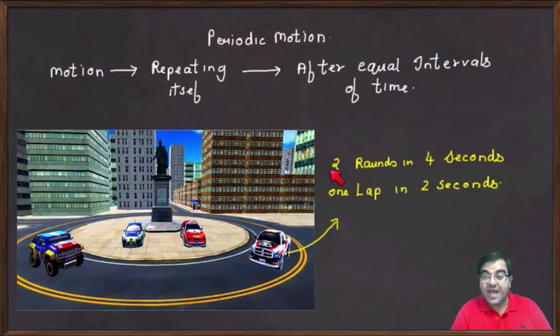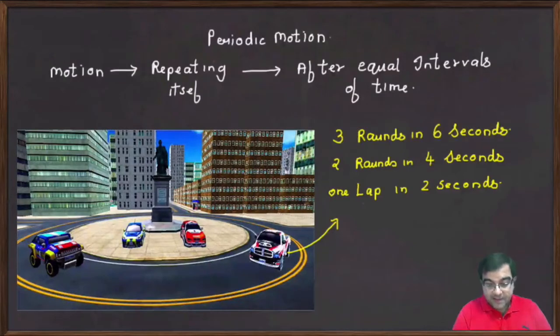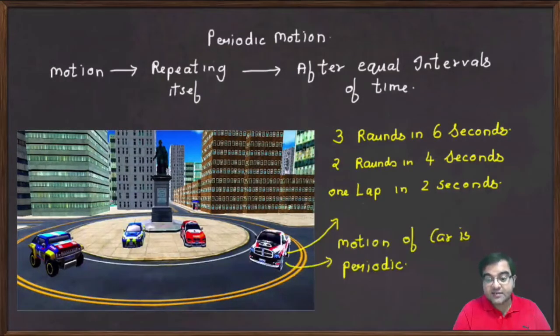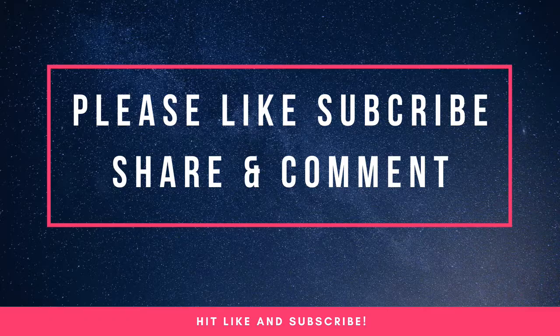Therefore, it would take 2 laps in 4 seconds, 3 laps in 6 seconds. Therefore, I will say the motion of this car is periodic. So periodic motion basically means the motion which is repeated after equal intervals of time. So whenever your motion is repeated after equal intervals of time, it's called a periodic motion.